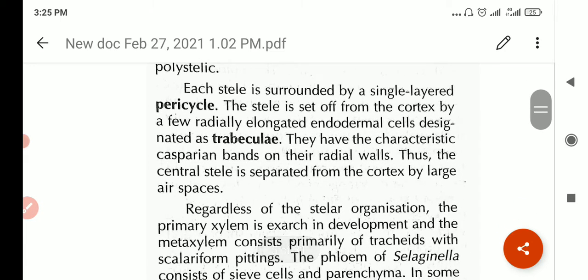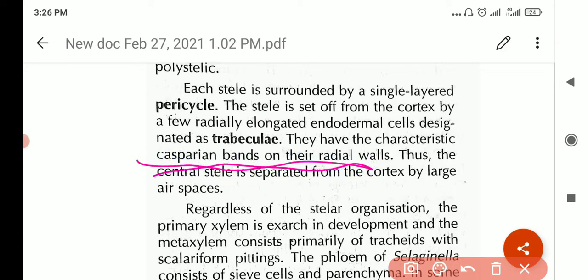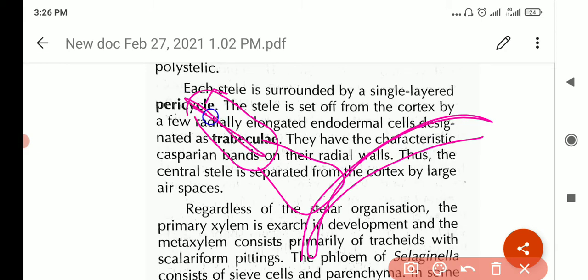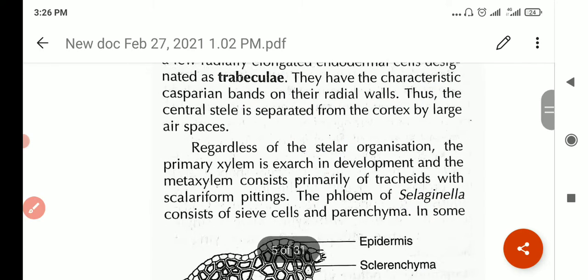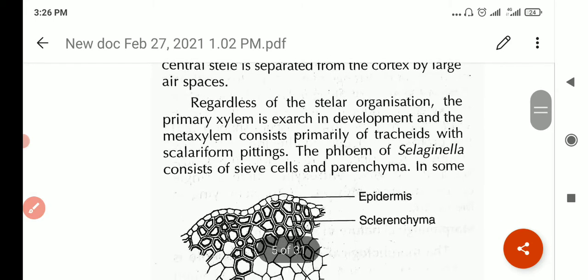So each stele is surrounded by a pericycle. You remember, no, from the drawing. And the stele is separated from the cortex by a few elongated endodermal cells designated as trabeculae. Okay. These trabeculae, right, they have Casparian bands on their radial walls. Okay. Let's say that this is the trabeculae, no? Let's say this one, and that's the stele. Here, there is a Casparian band like this. A band of Casparian. Okay, these are a type of cells that help in conduction of water and minerals.